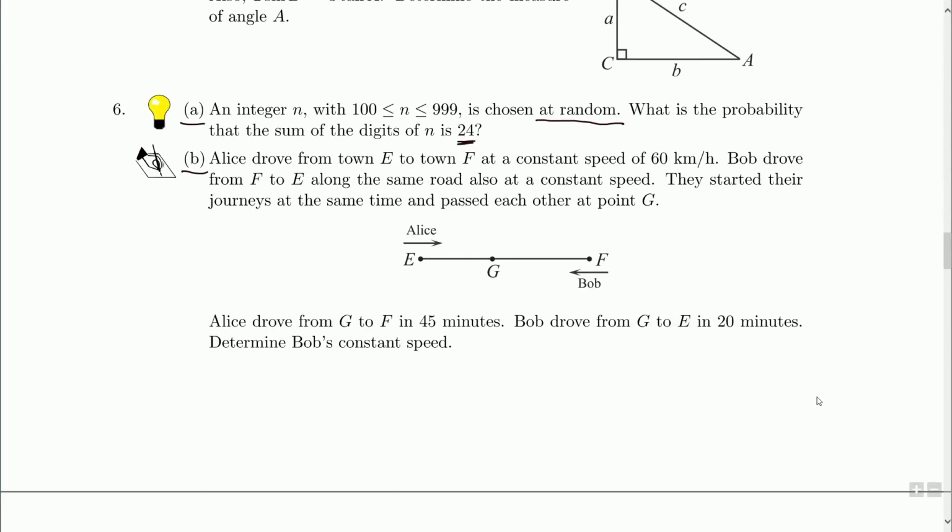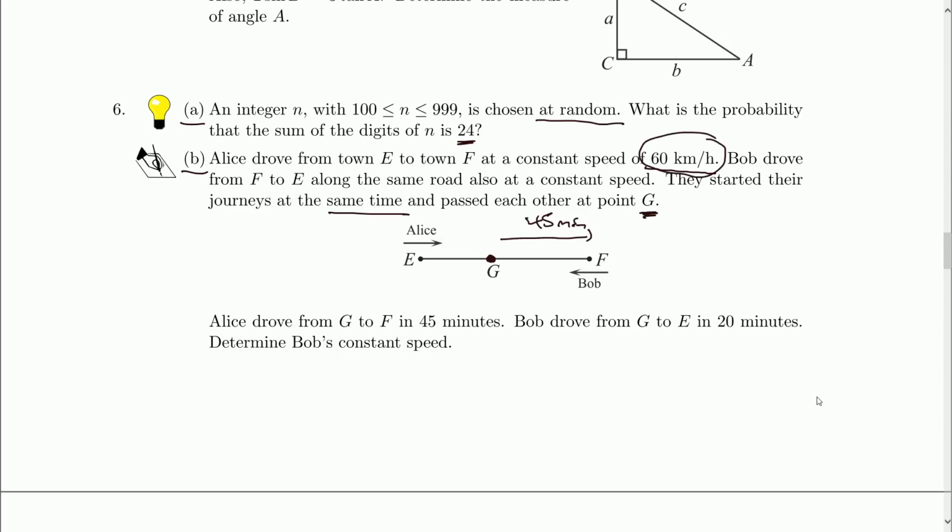Alice drove from town E to town F at a constant speed of 60 kilometers per hour. Bob drove from F to E along the same road, also at a constant speed, although they don't tell me his speed. They started their journeys at the same time and passed each other at point G. Alice drove from G to F in 45 minutes, and I know how fast she drives, so I could figure out G to F.